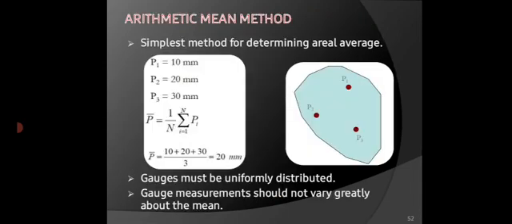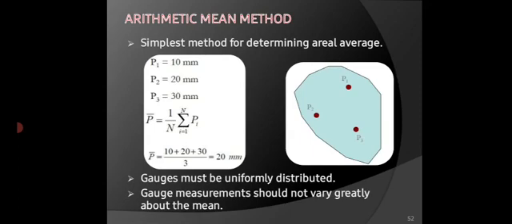Let's see the arithmetic mean method. This is the simplest method. Again we have to take the mean or average. The figure shows that in a particular area there are three rain gauges, say P1, P2, P3, and the rainfall collected in them is 10 mm, 20 mm, 30 mm respectively.